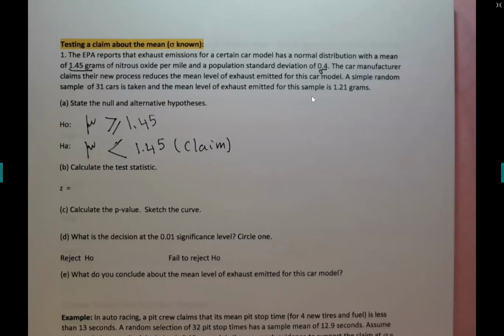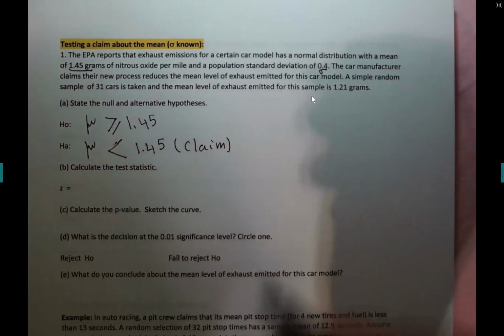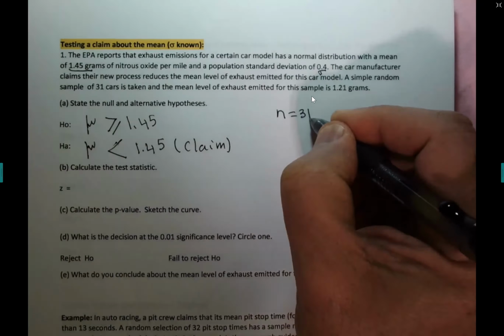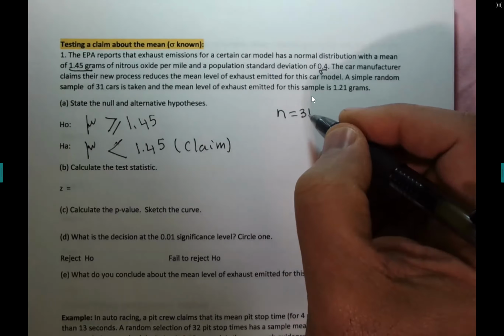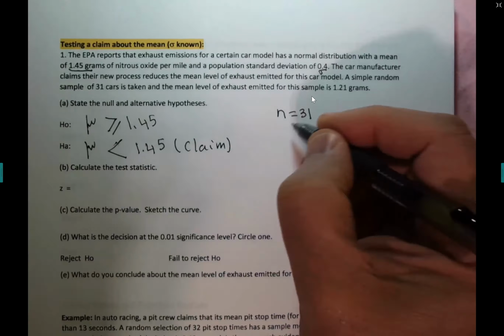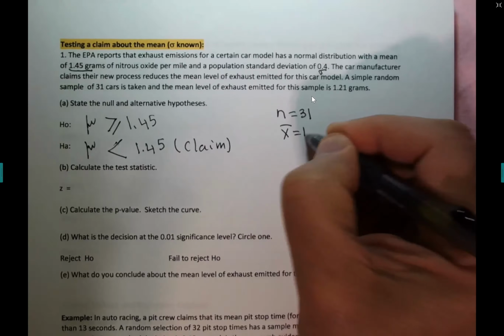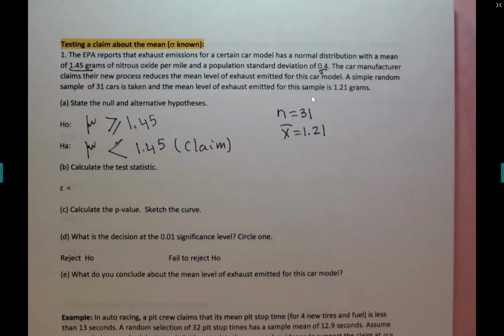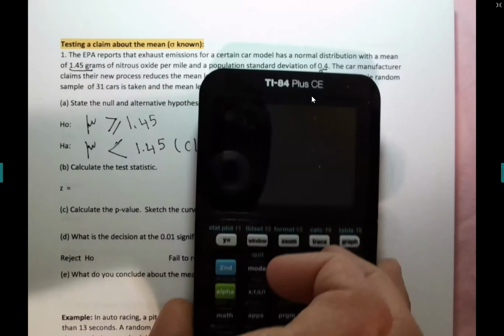A simple random sample of 31 cars, n is 31, guys, has a mean level of exhaust emitted for this sample of 1.21. x bar is 1.21. State the null and the alternative hypothesis. Calculate the test statistic. Guys, we're going to do this on the calculator right away. Watch.